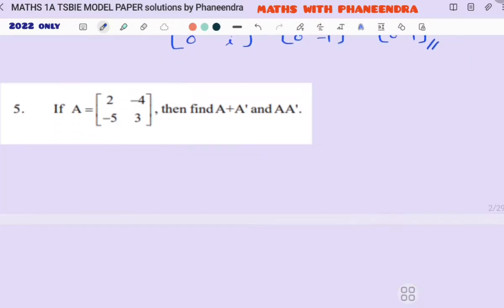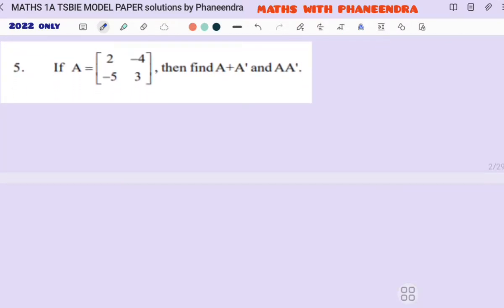We'll move to question number 5. In this question number 5, given matrix A equal to [2, -4; -5, 3].